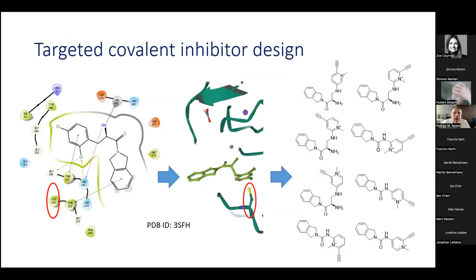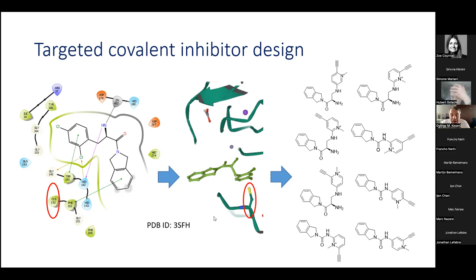So the next step was to demonstrate that starting from this type of N-methylated covalent inhibitors, we could develop a more specific and targeted covalent inhibitor. For this purpose, we started from an already known allosteric inhibitor. And we identified that this inhibitor contains an indane ring, and the other ring is a meta-disubstituted dichlorophenyl ring, and that in the close vicinity of this dichlorophenyl ring, there is a cysteine residue, particularly cysteine 153.